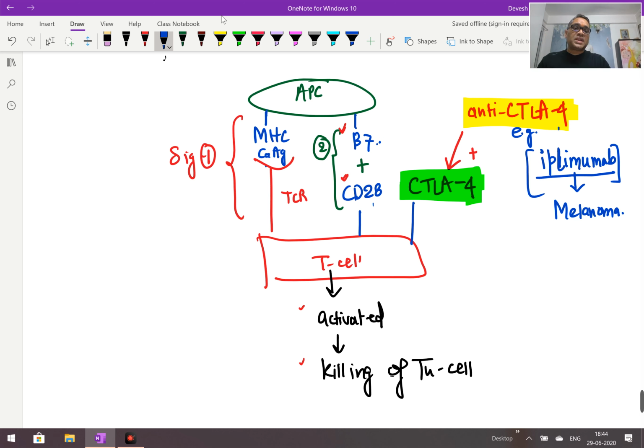So this anti-CTLA4 will combine with CTLA4 of the T cell, and they will engage this CTLA4 so that the co-stimulatory signal will be completed, and now the T cells are activated to kill the tumor cell. So that is the important point about CTLA4.